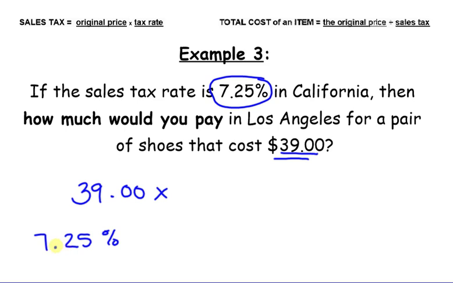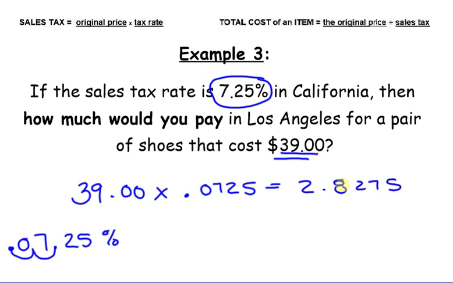7.25%. Move the decimal point back 2 spots. Add your 0 as a placeholder. So times 0.0725. Go ahead and calculate that. And you're going to get 2.8275. Now, that's the sales tax, but it wants to know how much in total we're going to go ahead and pay. So it's important that we add that back to the original price, which is $39.